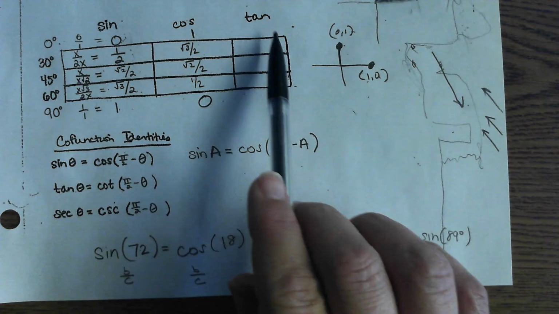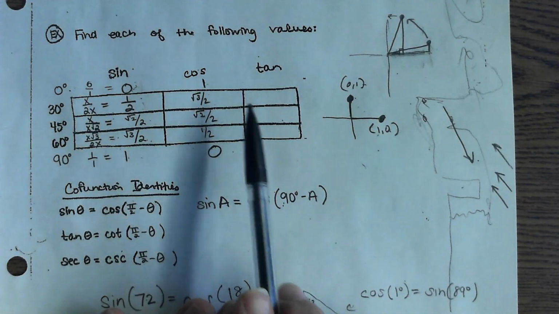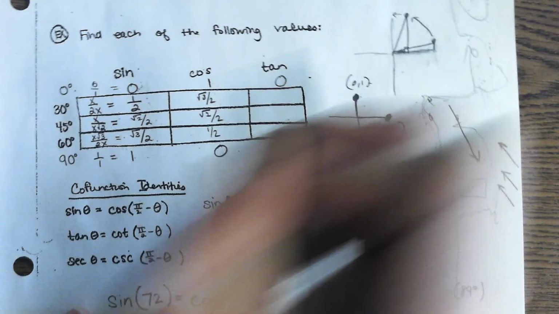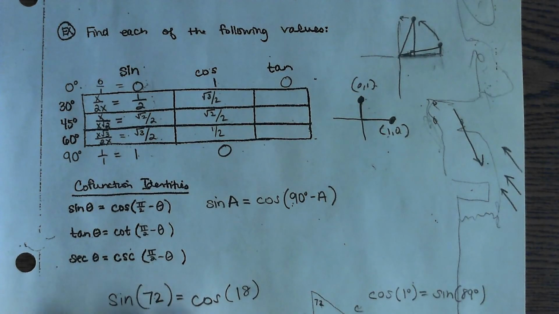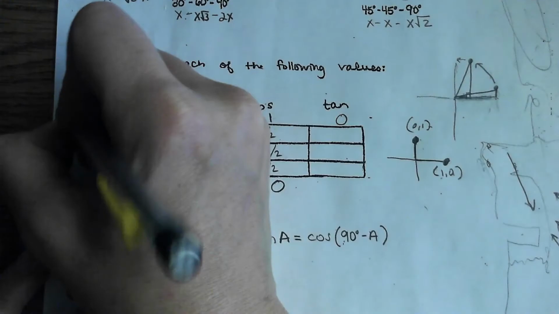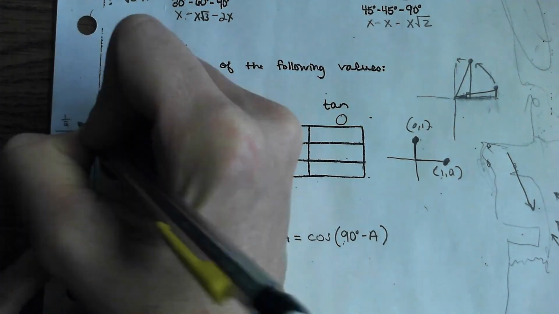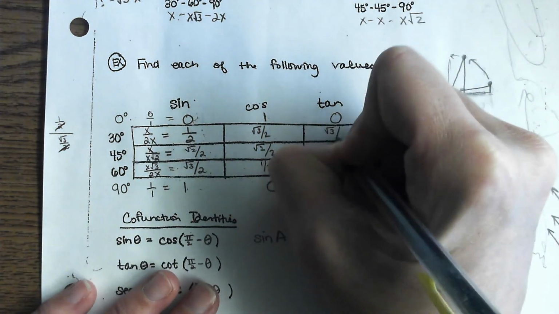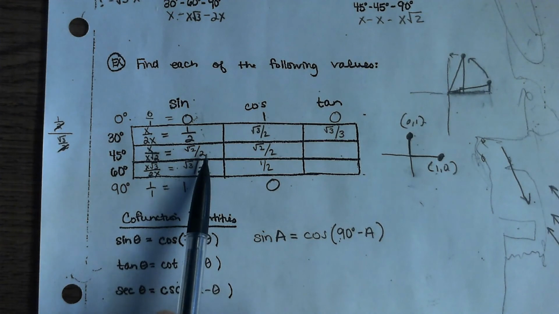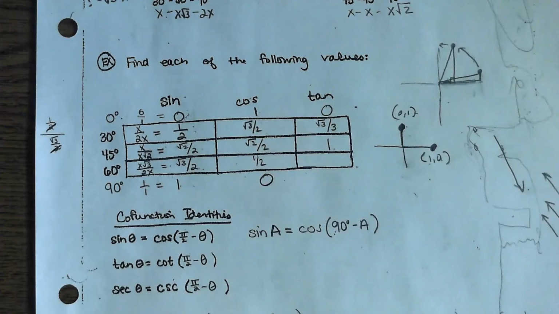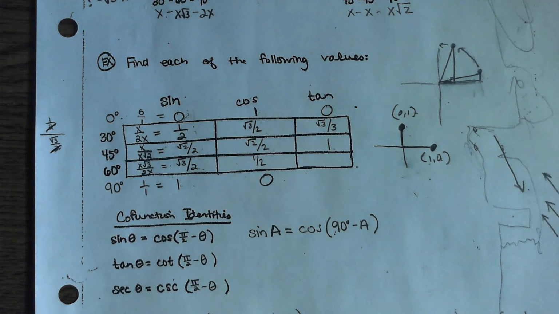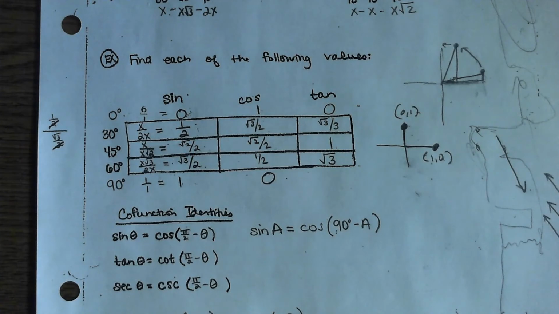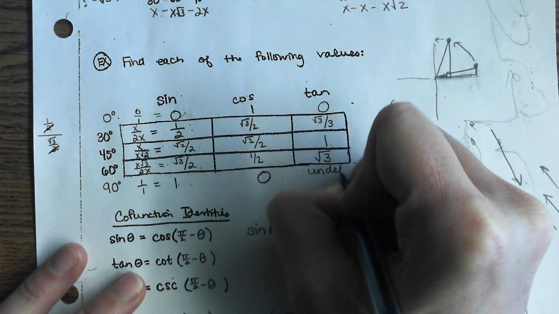And then to finish filling out our tangent graph table, tangent just comes from sine divided by cosine. So 0 divided by 1 is 0. A half divided by root 3 over 2, your 2's essentially cancel, so it's just 1 over root 3. Rationalize as root 3 over 3. Root 2 over 2 divided by root 2 over 2, anything divided by itself is 1. Root 3 over 2 divided by 1 over 2 is just root 3. And 1 divided by 0 is undefined.